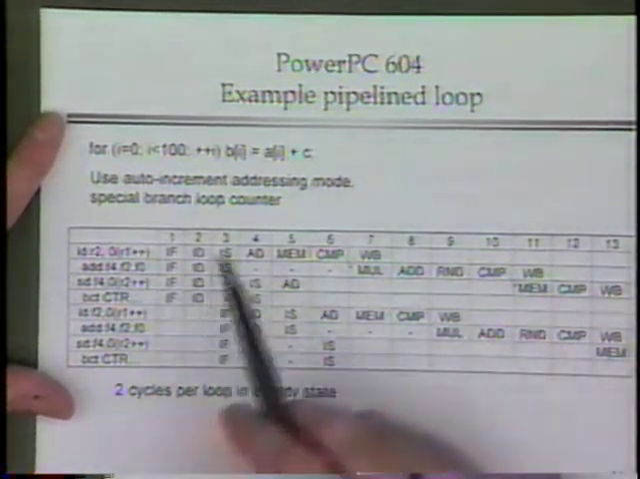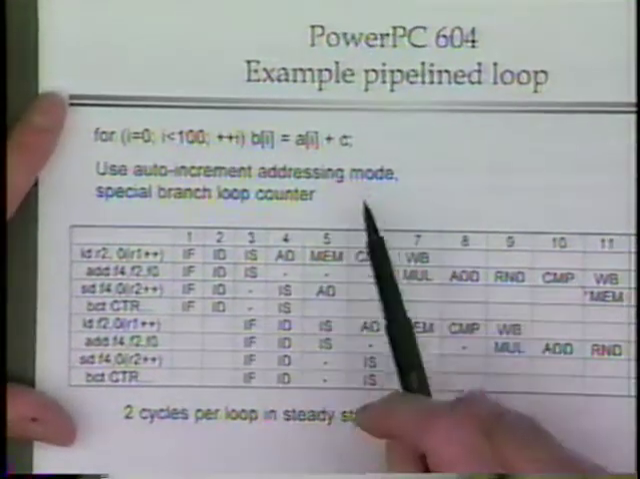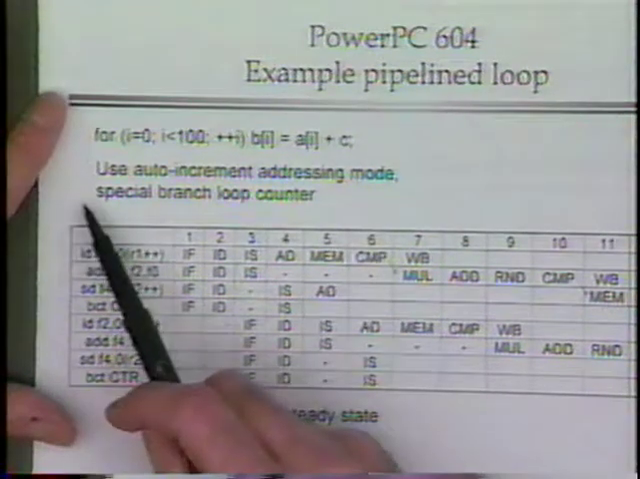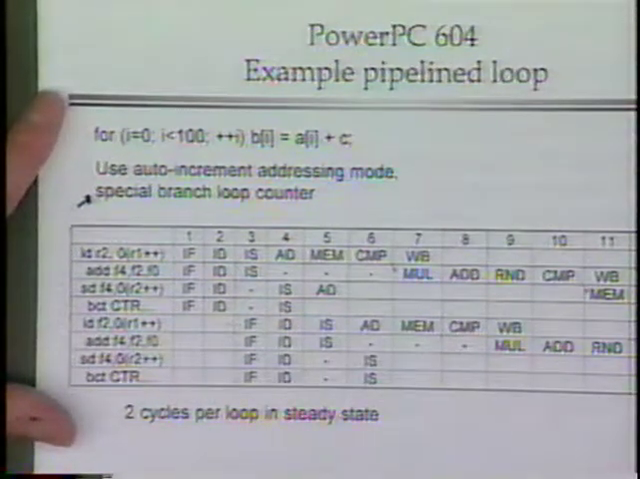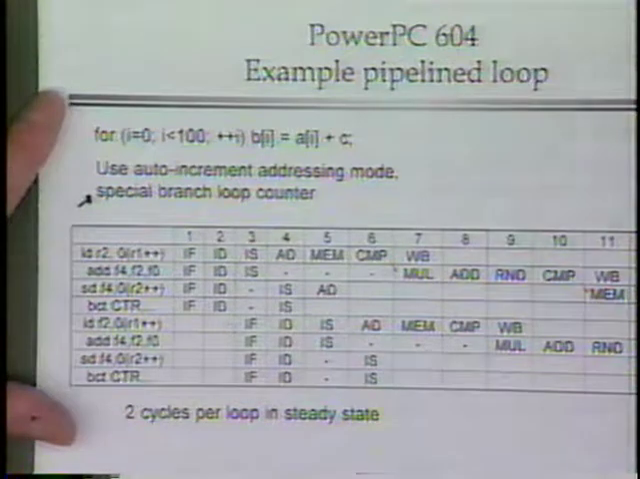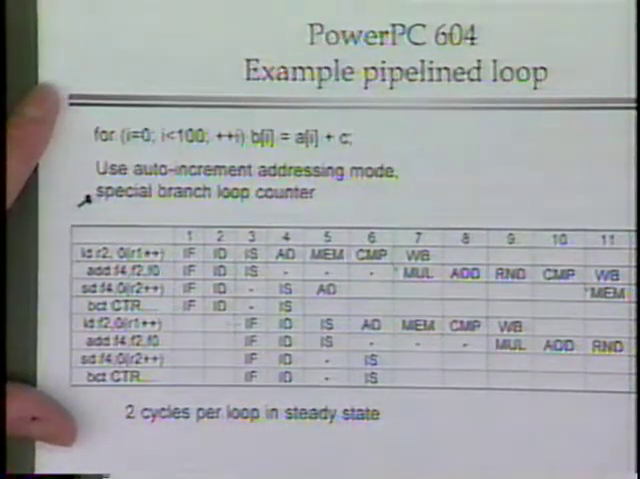And here we can use a couple of the special features of the PowerPC instruction set architecture. One is the auto-increment addressing mode, and the other is that they have a special branch loop counter, basically a register that is designed for doing loop closures that decrements the register by 1 and branches if it's not 0, which is a great kind of instruction because it's easy to do prediction on an instruction like that. You always know what the future value of that register will be. It's always r minus 1.